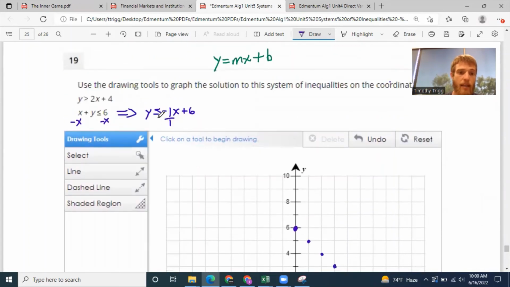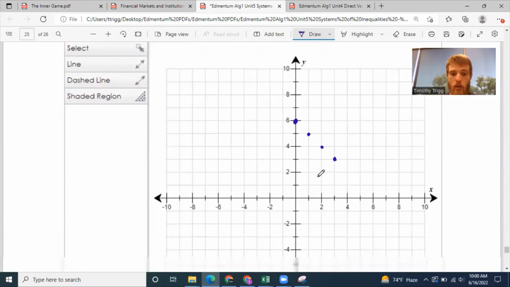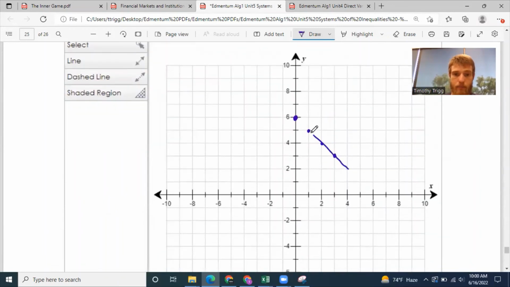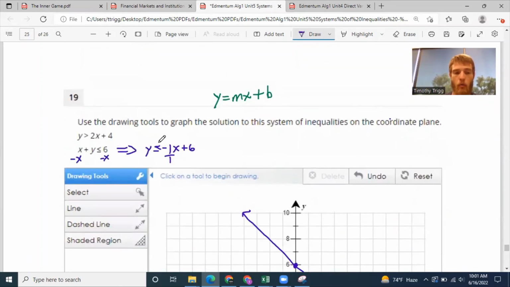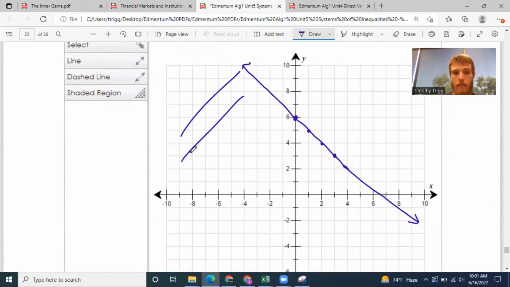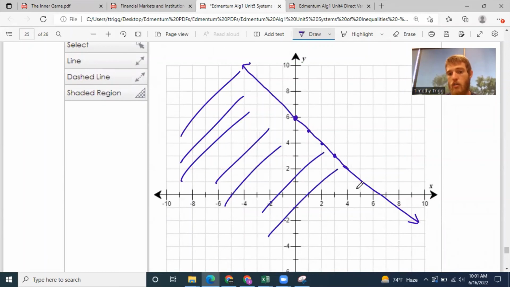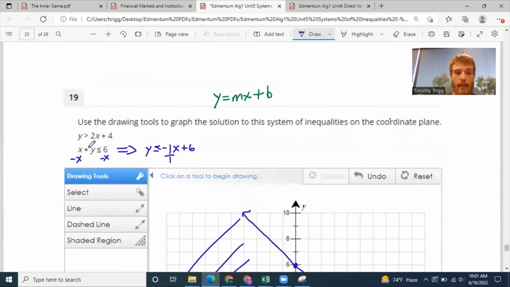In this case, will it be a solid line or a dashed line? Well, it has the or equal to, so that's going to be a solid line. And should we shade above or below? Since it has a less than or equal to, that's going to be a shade below. That's for this second inequality. See if you can do the first inequality. Keep in mind that this slope of 2 is the same as 2 over 1, so you'd go up 2 over 1.